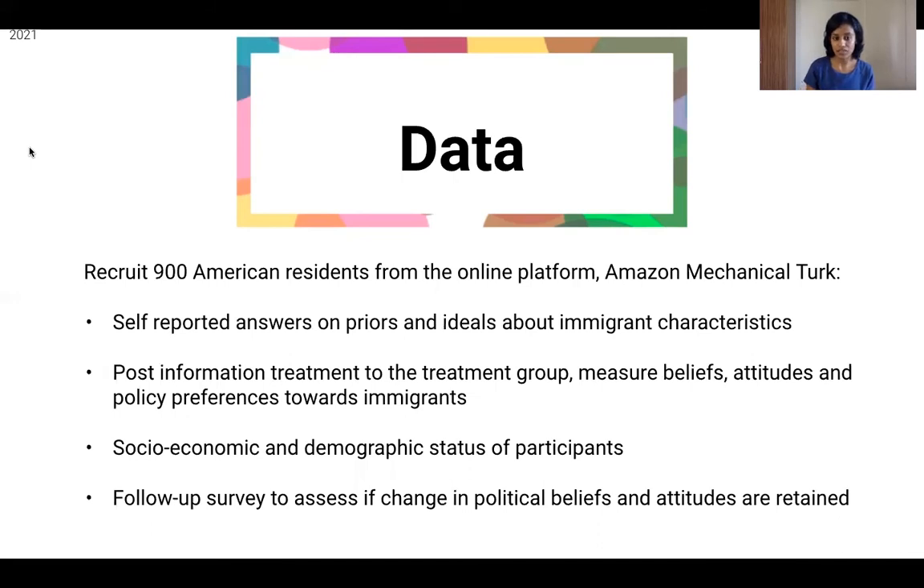We recruit 900 American residents from Amazon Mechanical Turk, an online platform, and we gather data on self-reported measures on priors and ideals about immigrant characteristics. After we provide treatment to the treatment group, we measure beliefs, attitudes, and policy preference towards immigrants for the entire participation group. We also ask for their socioeconomic and demographic status, and then we do a follow-up survey to assess if the change that we see in political beliefs and attitudes is retained over a period of time.